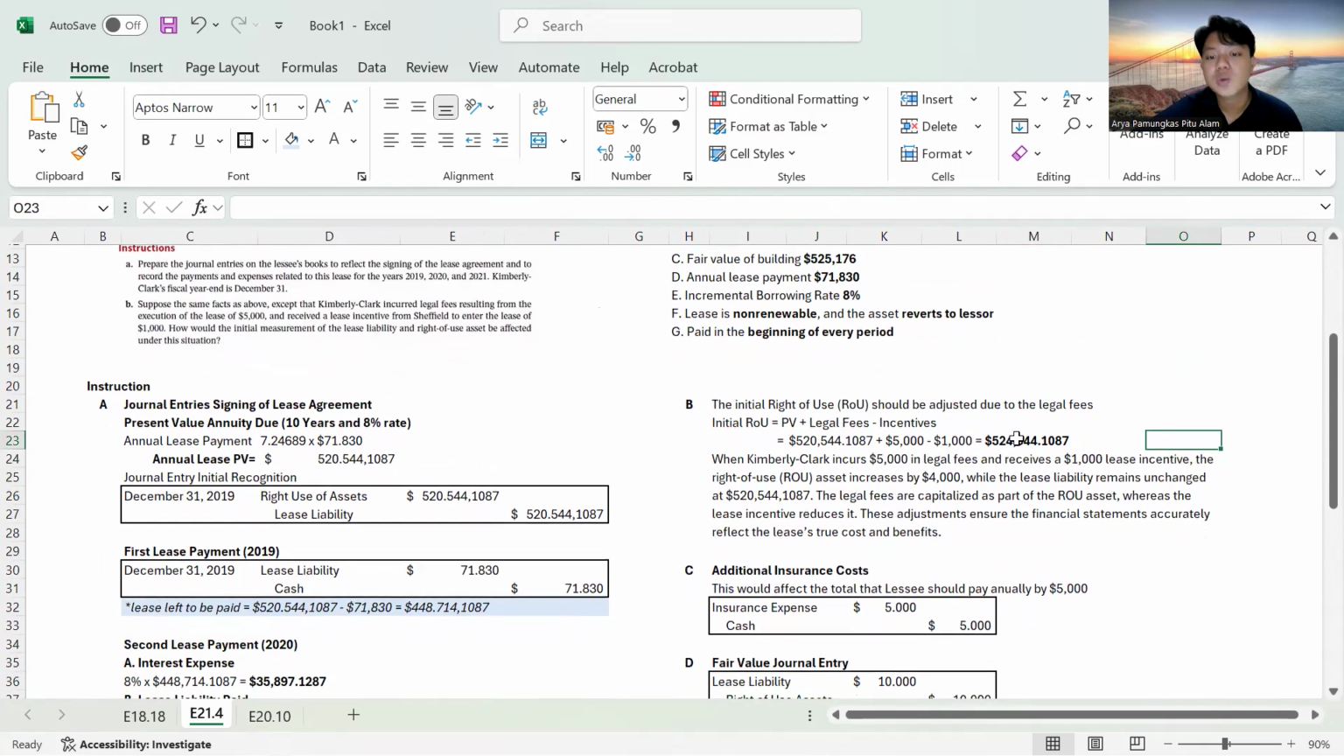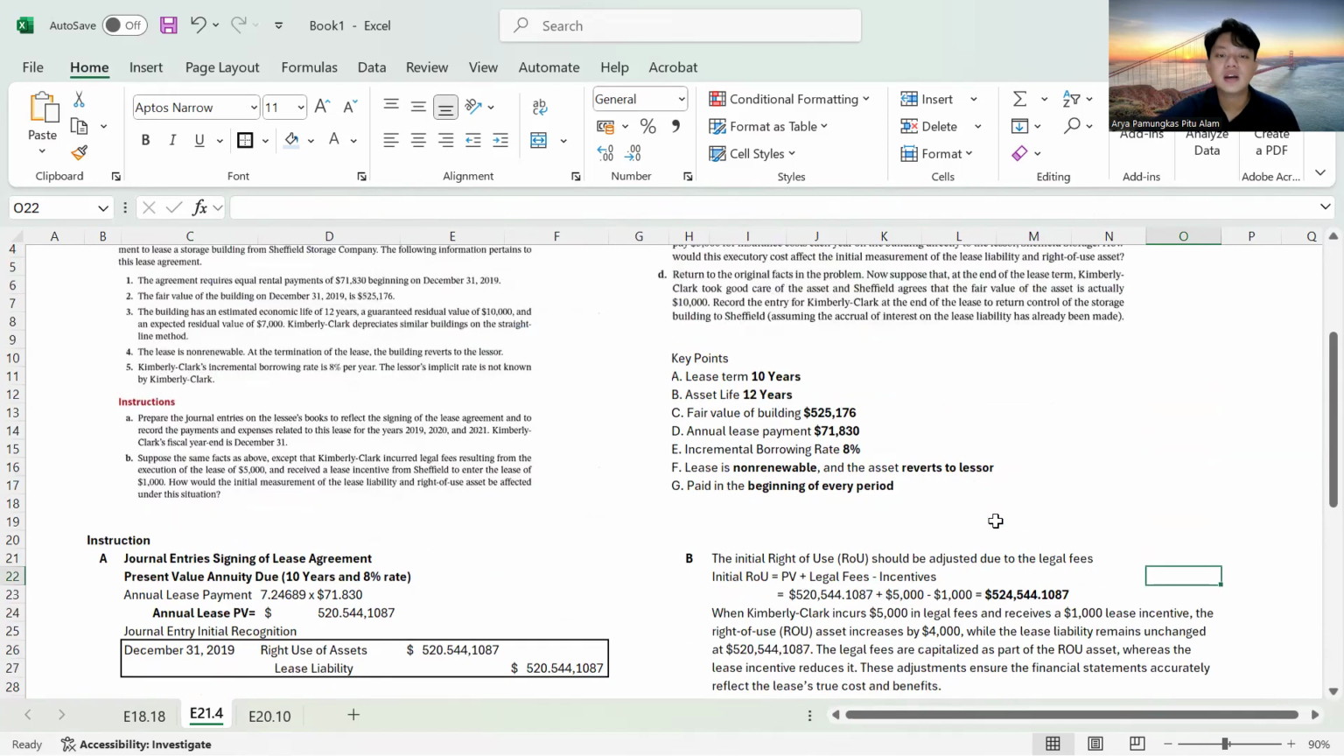So the conclusion is when Kimberly Clark incurs $5,000 in legal fees and receives $1,000 in lease incentives, the ROU asset increases by $4,000, while the lease liability remains unchanged at this amount. The legal fees are capitalized as part of the ROU asset, whereas the lease incentive reduces it. These adjustments ensure the financial statements accurately reflect the lease's true costs and also benefits.